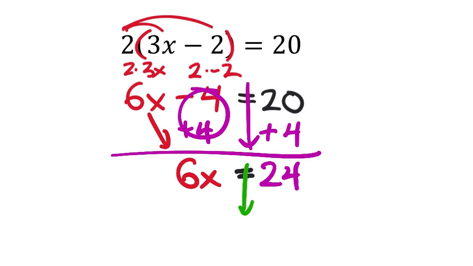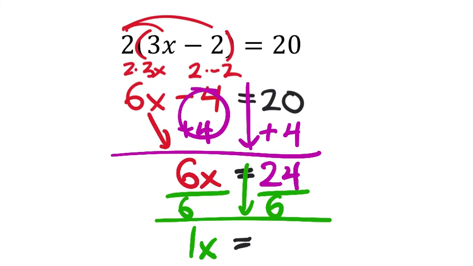Last thing I want here is 1 x, not 6 x's. So how do you make a 6 a 1? Just divide it by itself. And again, I'm showing that division with the fraction line. 24 divided by 6 is 4.